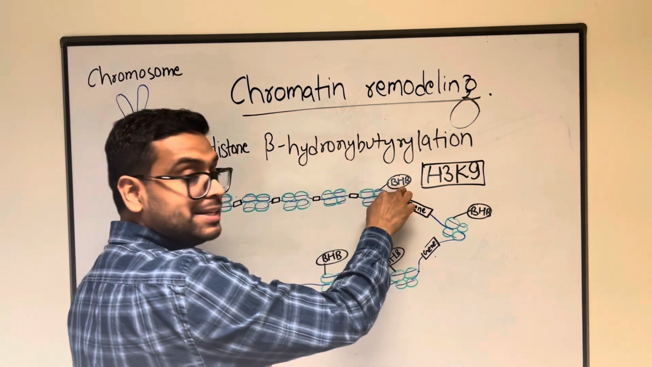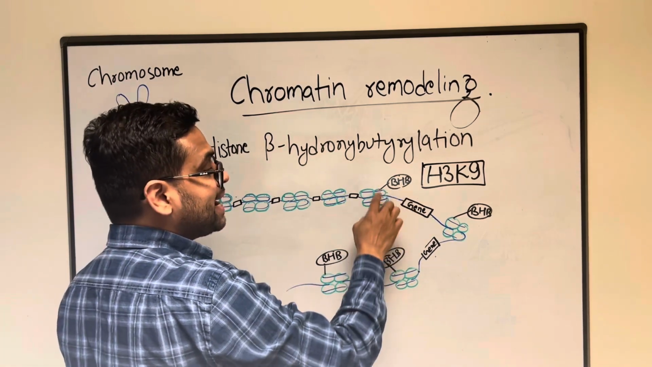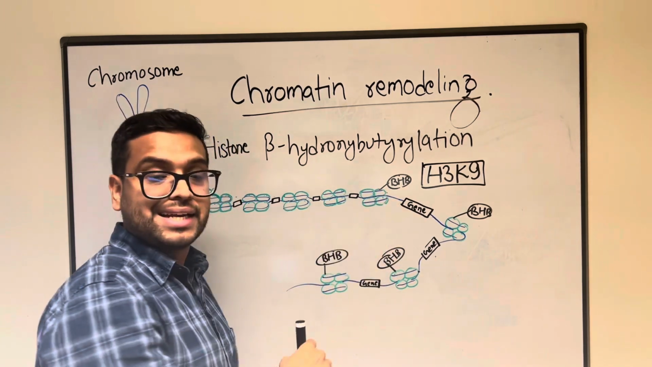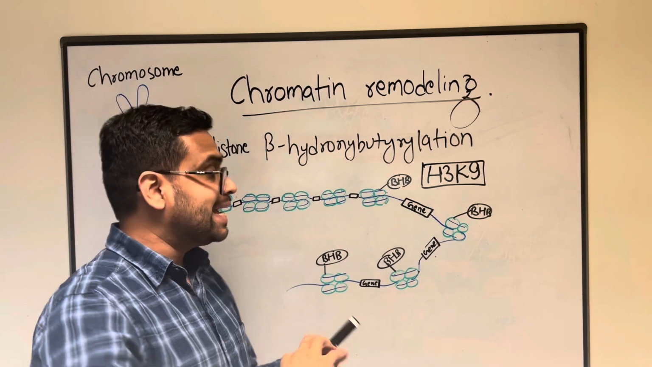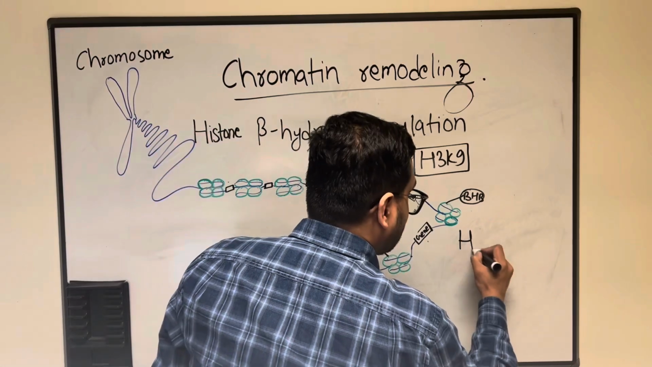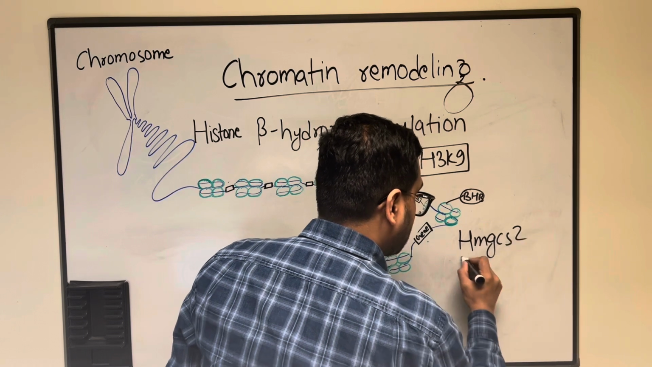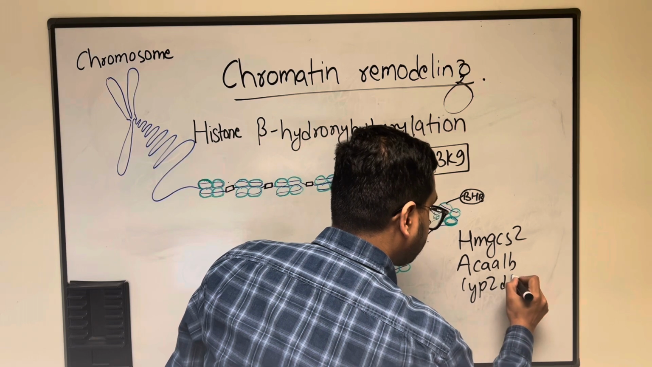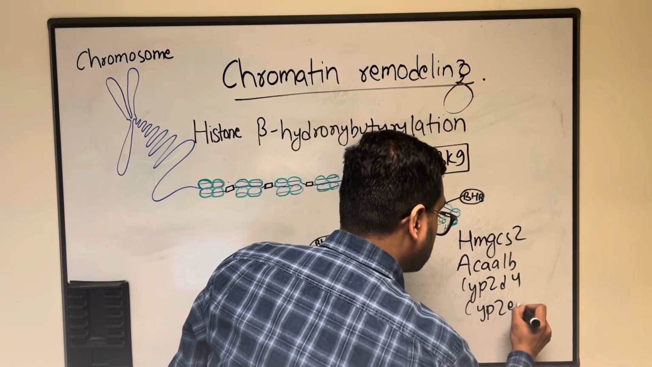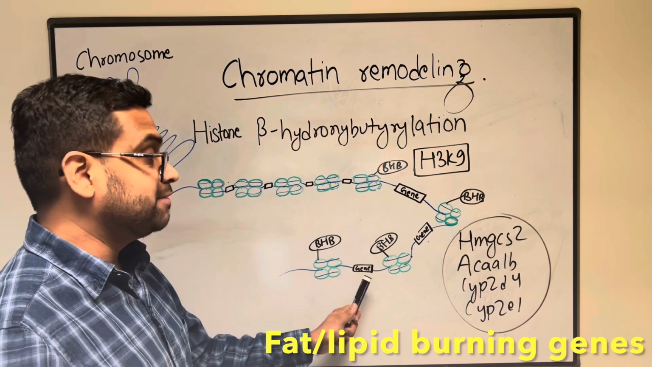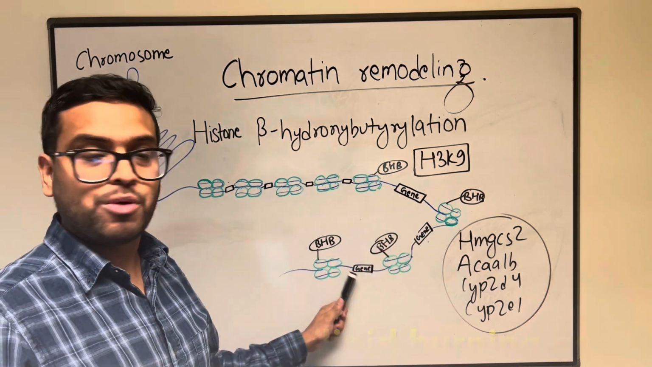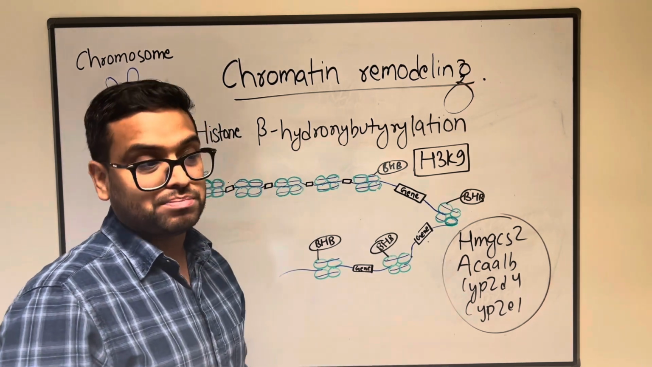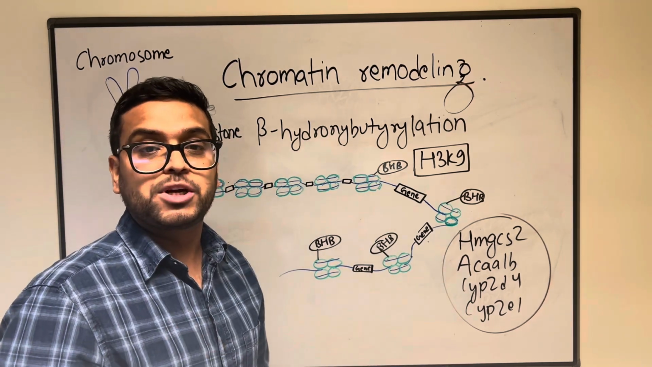BHB provides negative charge which neutralizes the charge of histones. As a result, there is now a low binding of histones with the DNA, so the DNA goes from the condensed state to the relaxed state. HMGCS2, ACAA1B, CYP24, and CYP21. So these genes were activated, meaning they are open for transcription now, and that's how the lipid burning genes were able to lower the lipid content in the body.